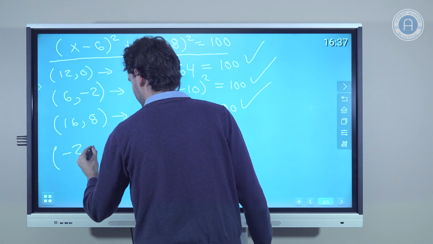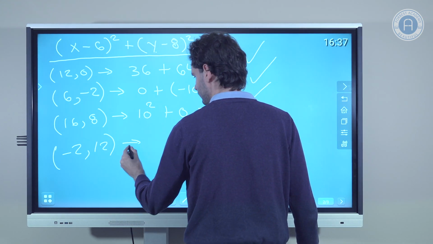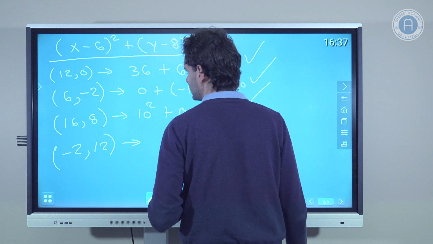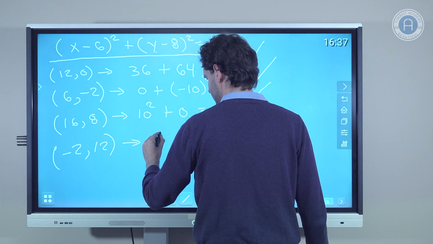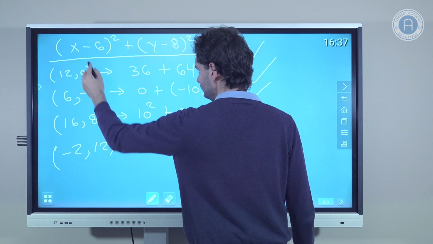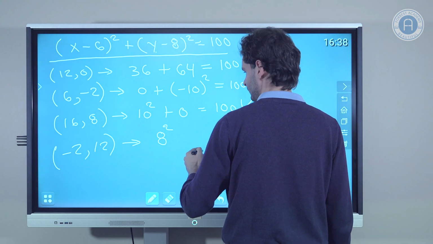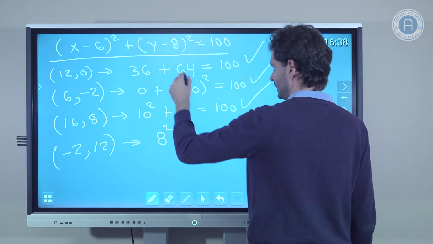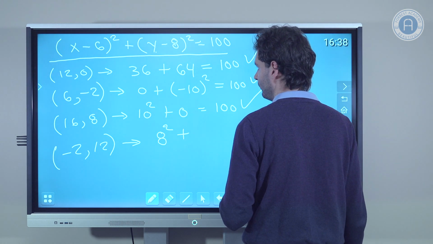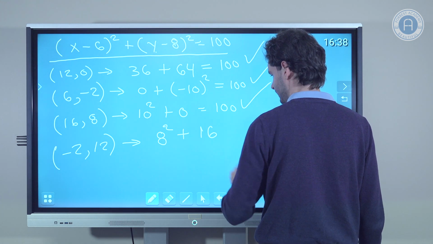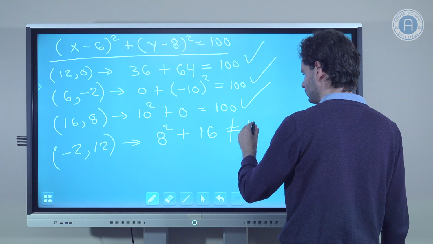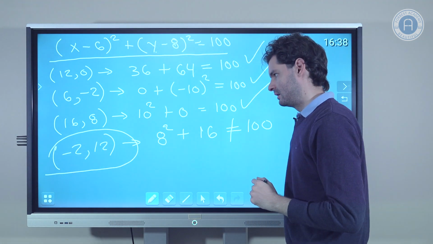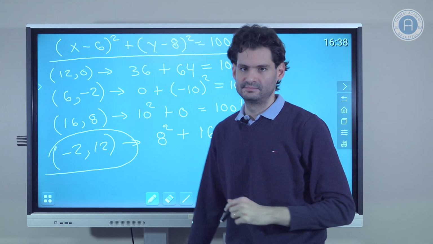Minus 2 and 12. So what does that give you? When x is minus 2, you're going to get minus 2 minus 6, and that's minus 8, and when you square that, it's just 8 squared. And then when y is equal to 12, you're going to get 12 minus 8, which is 4. And 4 squared is 16. And this is not equal to 100. So therefore, this point cannot be on the circle because it doesn't satisfy that equation. So the answer is D.